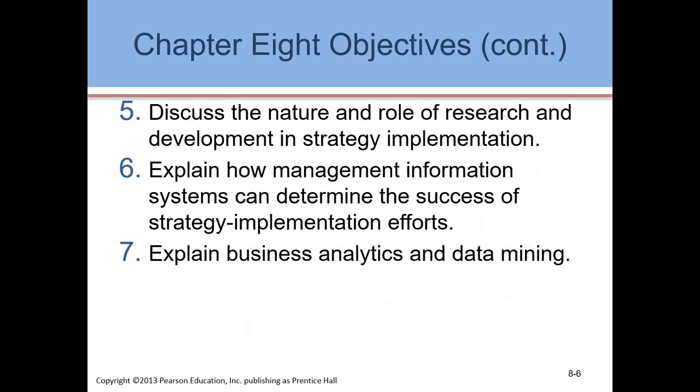Then we'll be talking about discussing the nature and role of research and development in strategy implementation. Our sixth concern in chapter 8 would be explain how management information systems can be determined and how their success in strategy implementation would be evaluated. And our seventh concern would be explain business analytics and data mining.